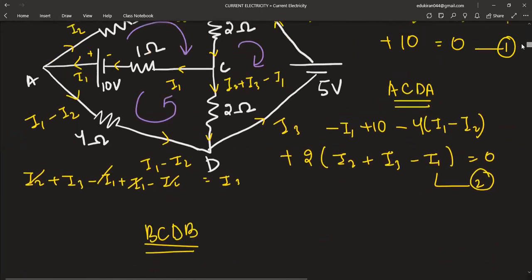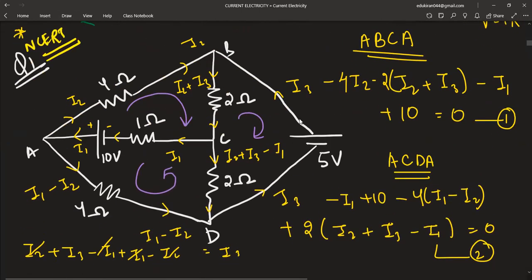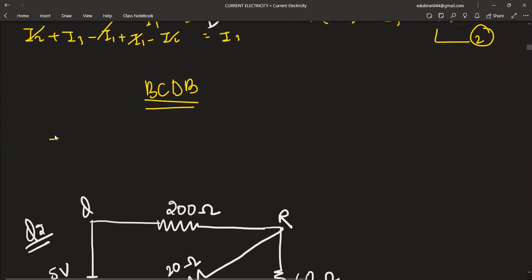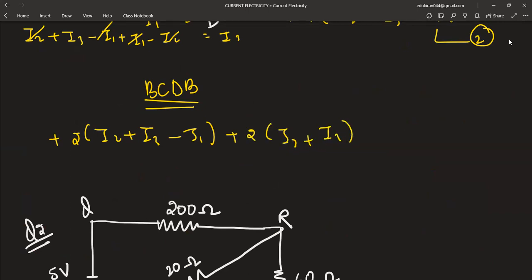So see, we are moving clockwise, and the current here in this branch is anti-clockwise. So this part will be positive, 2 into I2 plus I3, and this will also be 2 into I2 plus I3 minus I1, right? So it will be plus 2 I2 plus I3 minus I1 plus 2 into I2 plus I3.